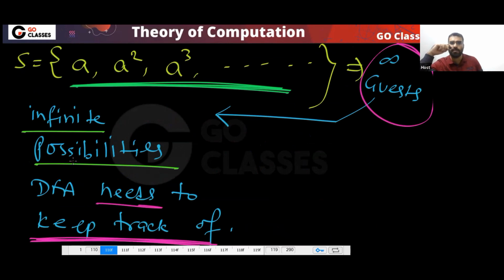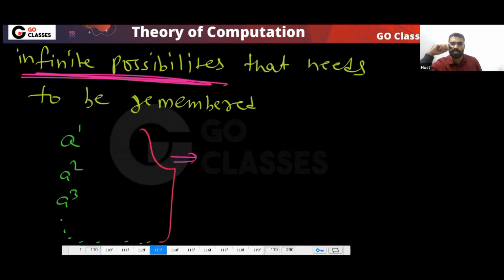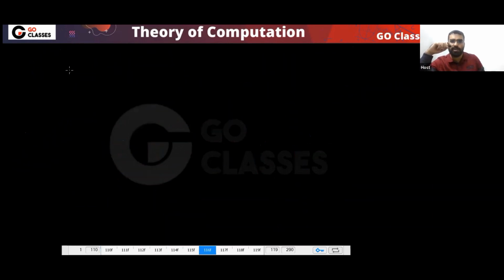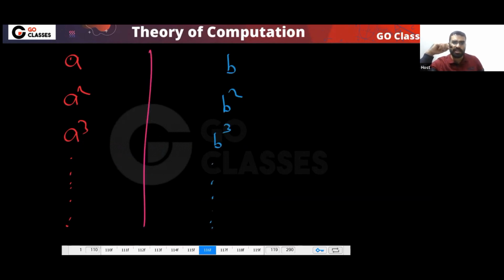Do you agree or not? Remember, these are the infinite possibilities: a square, a power 3, all of these are the infinite possibilities we need to keep track of. What is the reason we need to keep track of them? Because we need to remember the exact number. So these are the infinite possibilities we need to keep track of.